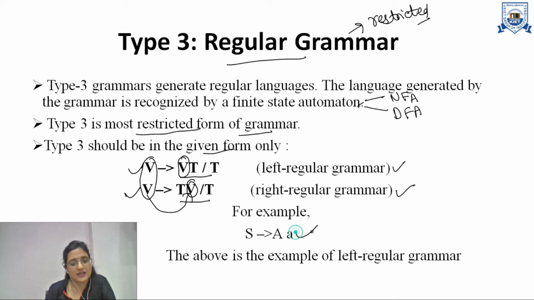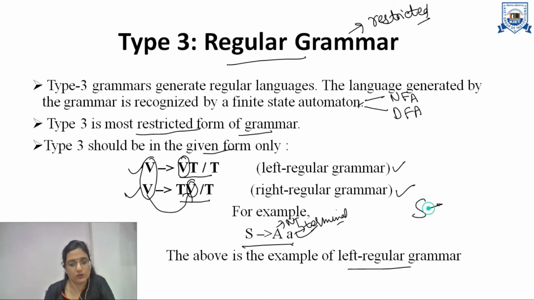So let's take an example. Here S is the start symbol. S tends to capital A, small a. Here capital A is the non-terminal and small a is the terminal. Here the non-terminal comes on the left side of the production, so this one is an example of left regular grammar.